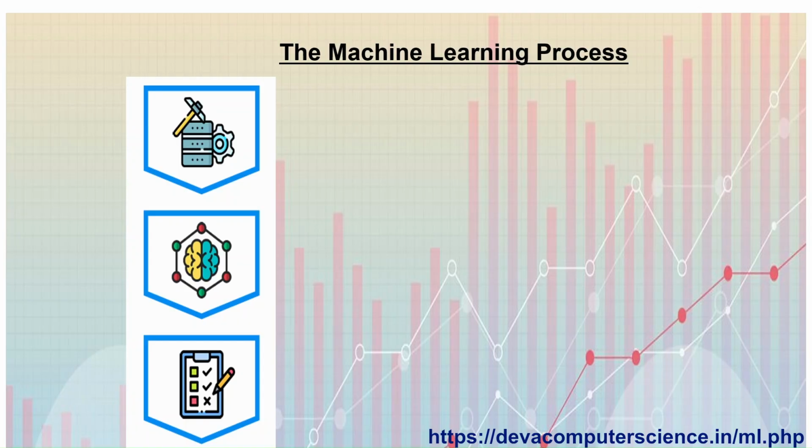As we will see from a practical machine learning course, there is a specific step-by-step process that we typically always follow when building a machine learning model. So let's have a look at the process. This process has three main steps.